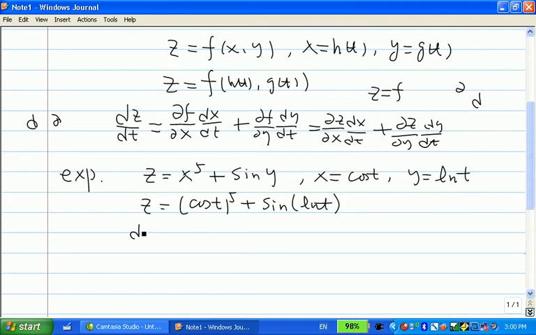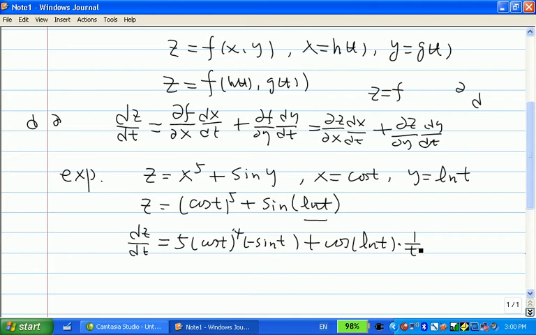So we do know how to find dz/dt, right? By learning Calc 1. Use the chain rule, which gives you 5 cosine t to the fourth power, then take the derivative of the inside with respect to t, which gives you negative sine t. Then plus, using the chain rule, cosine of ln t times the derivative of the inside, which gives you 1 over t.